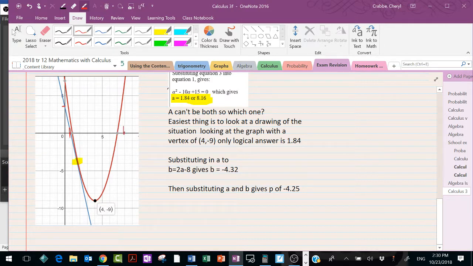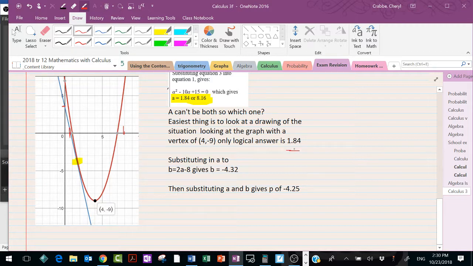8.16 would be over here somewhere. And we know that the tangent can't be there if it's going to have a y-intercept of 3.5. So it can't be both. The easiest thing to do is look at the drawing situation, look at the graph, which has a vertex of 4 and -9. And the only logical solution is 1.84.